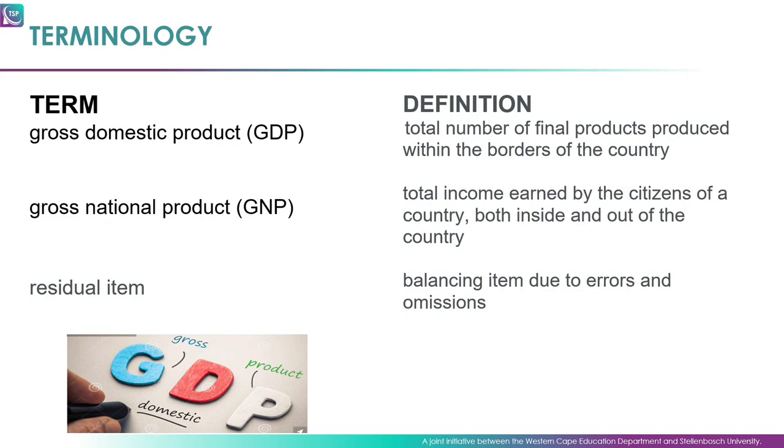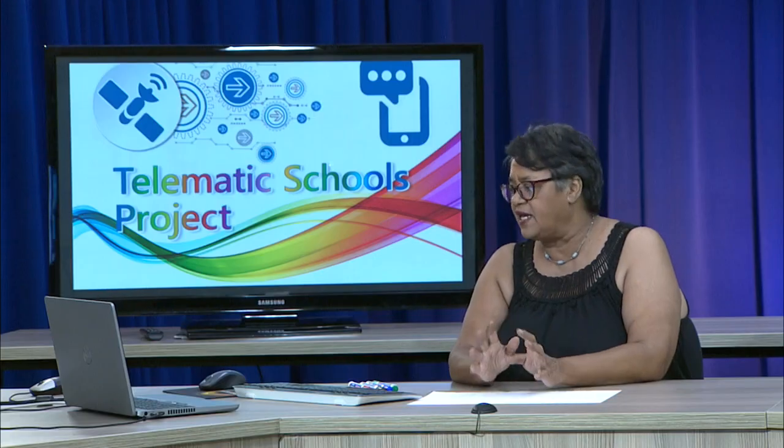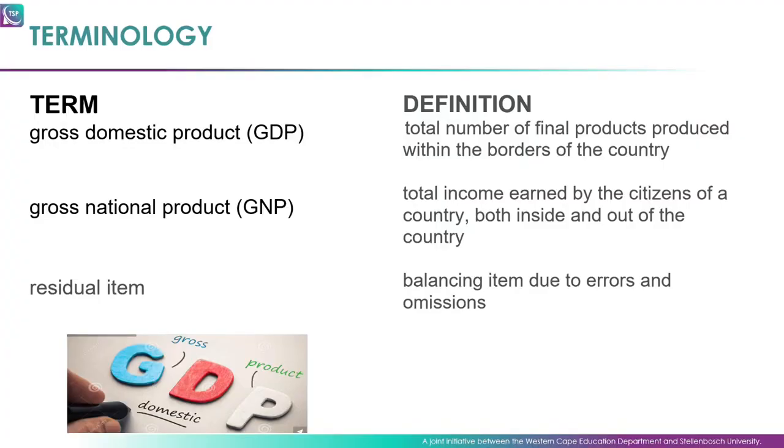Right, we also have GDP and GNP, and it is important that you know the difference between the two. Your gross domestic product, or GDP, refers to the total number of final products produced within the borders of the country, and in our case, obviously, everything that is produced within the South African borders or on South African soil, irrespective of whether it's a French company or an American company. The fact of the matter is that it's being produced within the borders of South Africa.